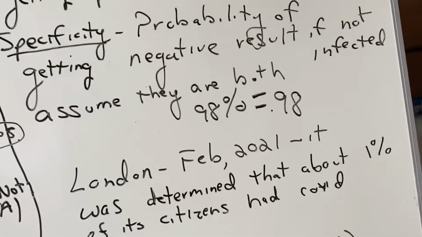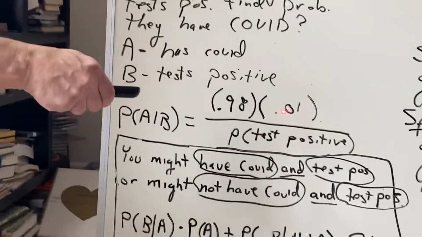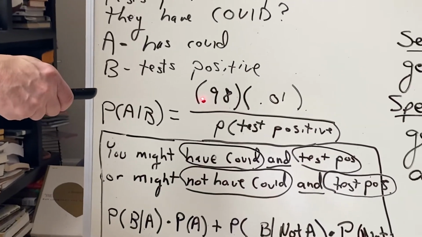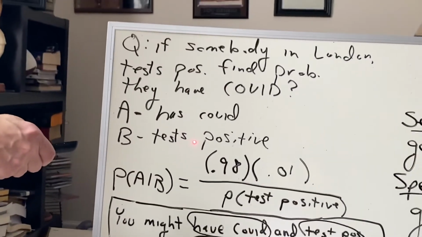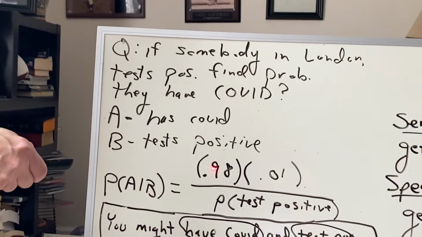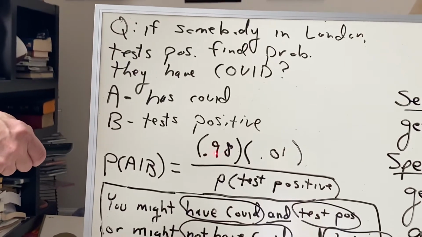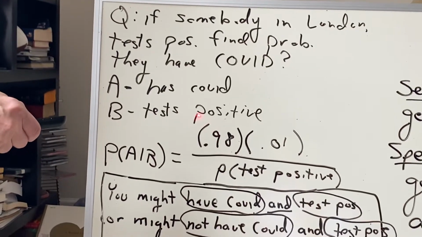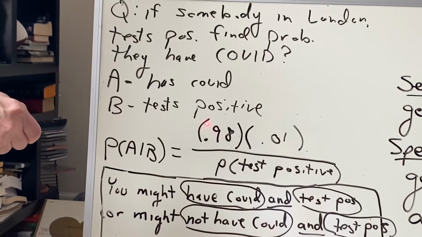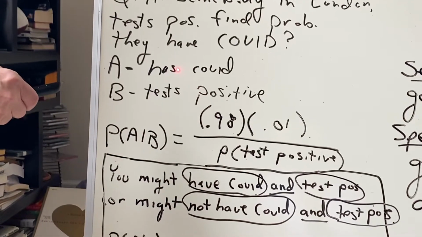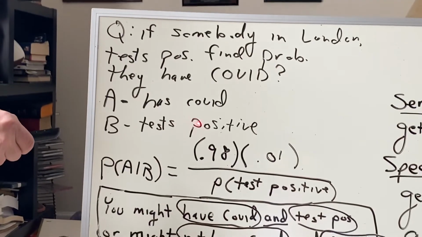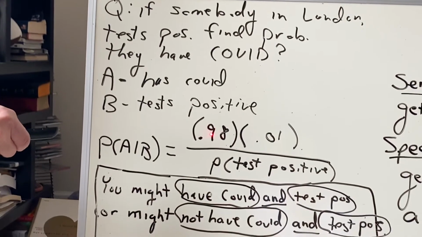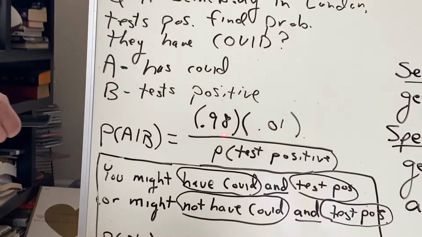Because that was from our original assumption. The other part of the numerator from Bayes' theorem is the probability of B given A. What does that mean? That's the probability that you test positive given that you have COVID. Oh, we already went over that. That's the sensitivity, the probability of testing positive given that you have COVID. If you have COVID, you're going to get a positive result 98% of the time, and so that's just 0.98. So the numerator is pretty easy.